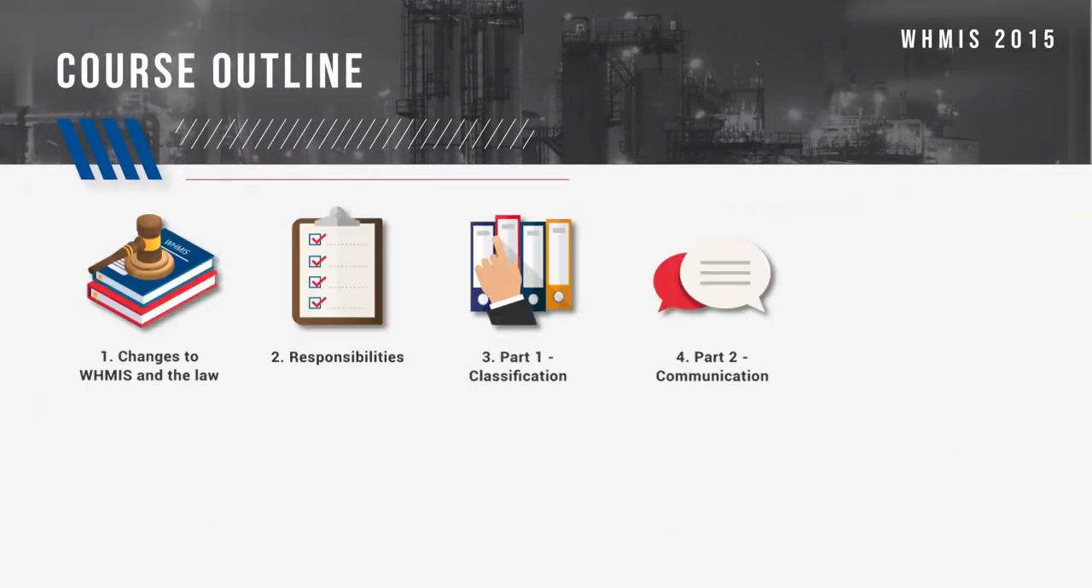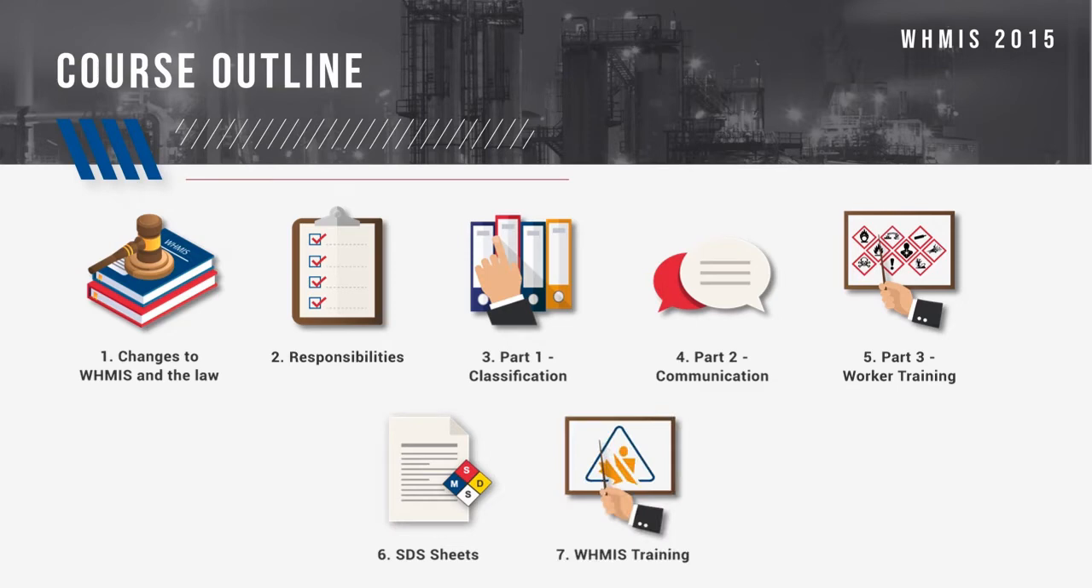Let's look at our course outline. This course is divided into 7 modules, with pauses after each module so you can answer a few review questions. Module 1, Changes to WHMIS and the Law. Module 2, Responsibilities under WHMIS. Module 3, Classification. Module 4, Communication. Module 5, Worker Training. Module 6, SDS Sheets. And Module 7, WHMIS Training.